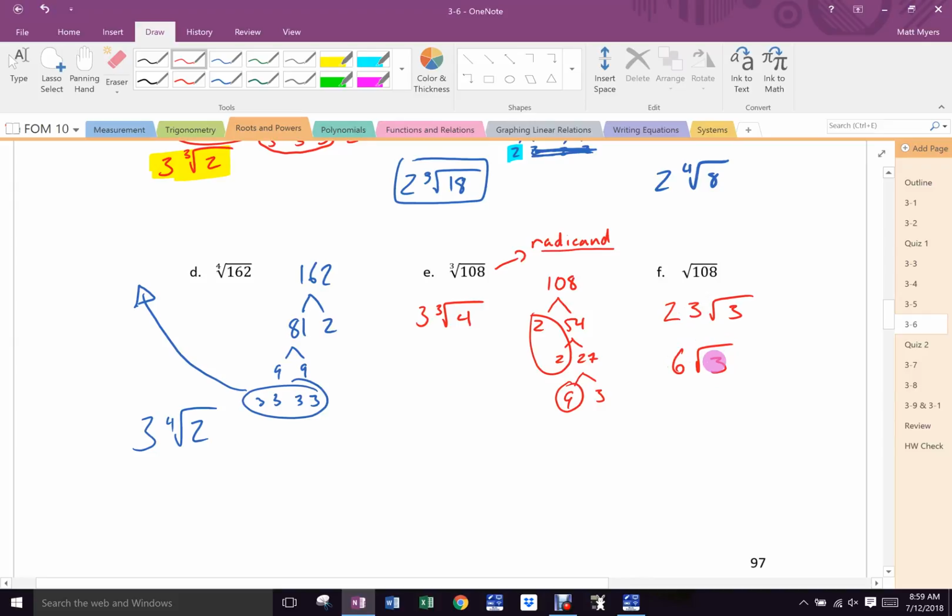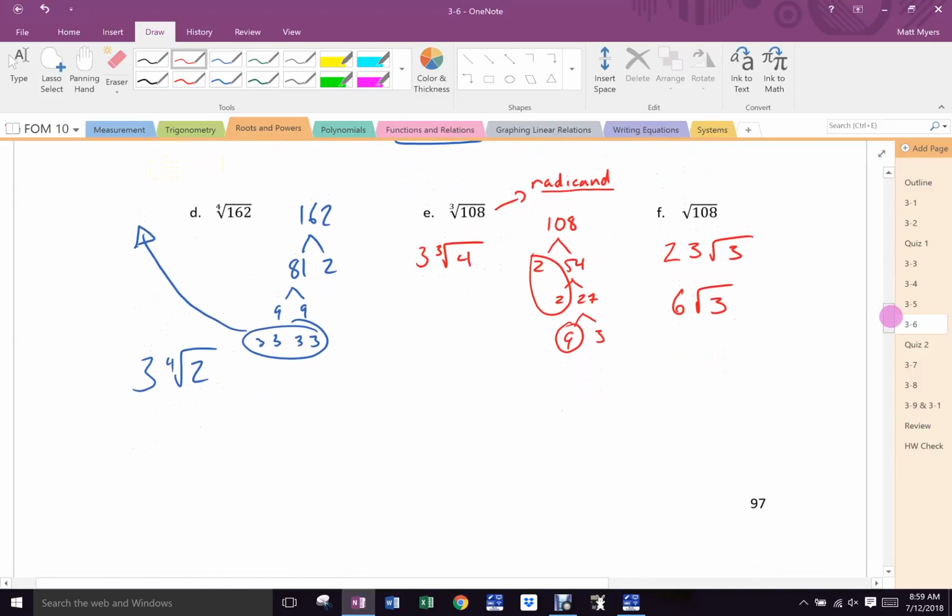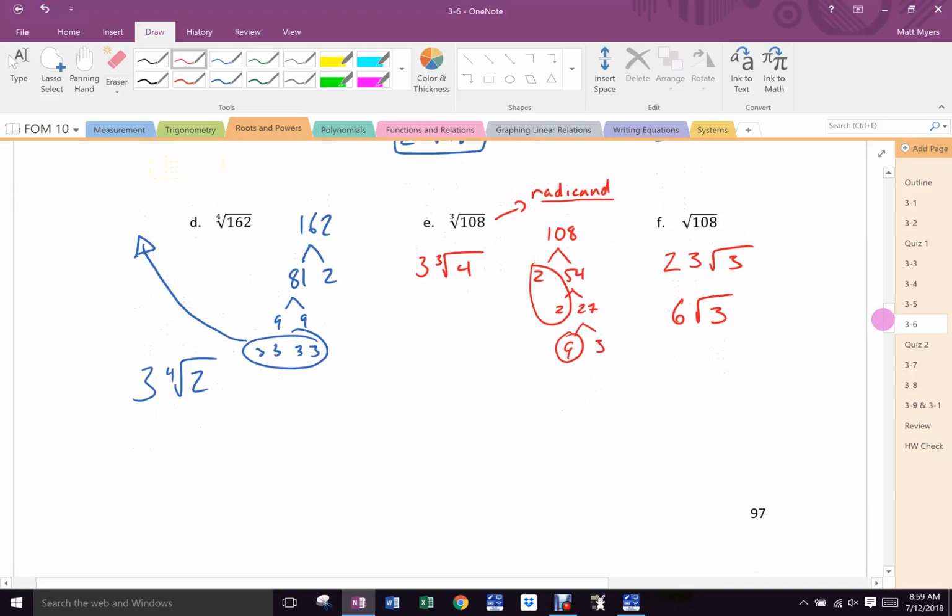Is everybody good? Which 3 where? No. The 3 is the other factor I brought out. I brought out the 2 and the 3. Is everybody good? Yes? That was what was left here. If I stopped right there, 27 has a cube root of 3, and I left 2 and 2 under there. 2 times 2 is 4.